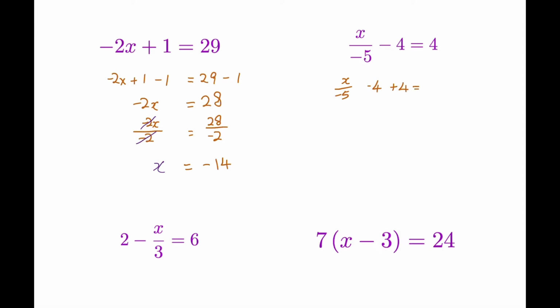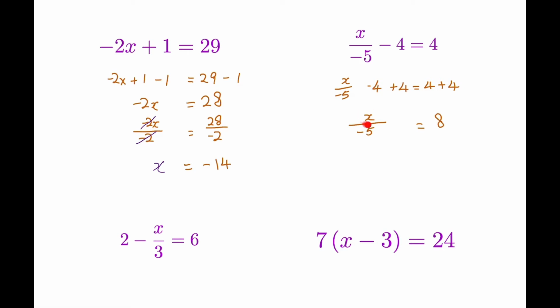If you add 4 on the left side, you also have to add 4 on the right side. Here you get negative 4 plus 4. You can choose to click calculator, but you will still know that it's 0. So now you are left with x over negative 5. Then on the other side, 4 plus 4, you get 8.